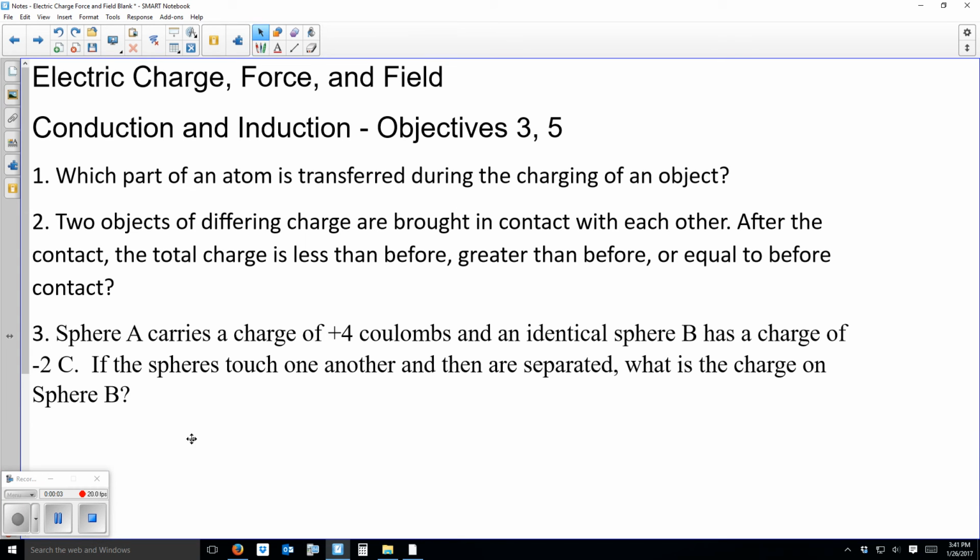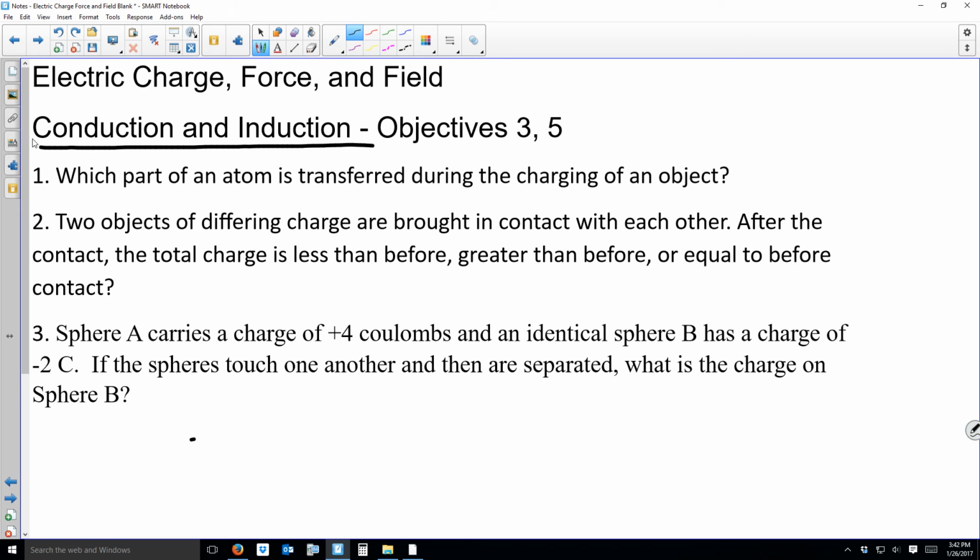All right, ladies and gentlemen, welcome back to our newest video, our second video in this unit on electrostatics, sort of charge, force, and field for electricity. This video is dedicated to the ideas of conduction and induction. These are both ways in which we can transfer charge or change the charge on objects besides just rubbing and physically stripping away those electrons like we talked about in the last video.